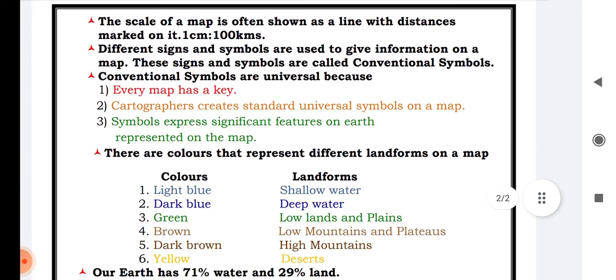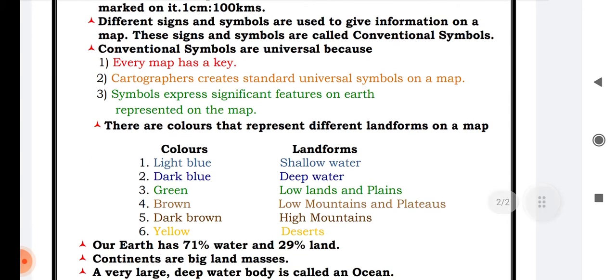Then different signs and symbols are used to give information on a map. Without using the signs and symbols, a map is of no use, because without them we cannot find the information related to any country, to the physical conditions, to the physical situations of the country. So these signs and symbols are called conventional symbols.